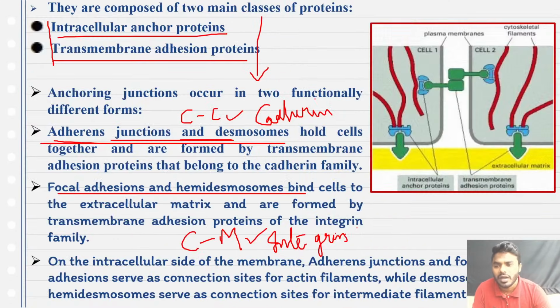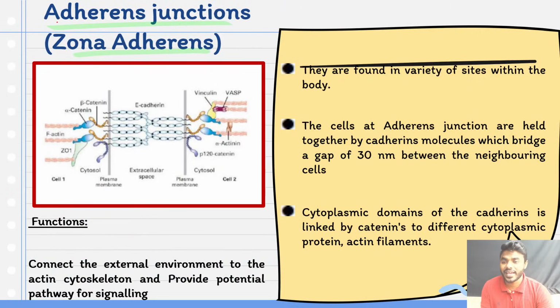Okay, now let's talk about them one by one. What is the first type of anchoring junction? Adherens junctions and desmosomes. So let's understand the adherens junction and desmosome. Friends, kindly do not get confused. You remember tight junctions? What do we call the tight junctions? We call the tight junctions the zonula occludens. Correct? And friends, what do you call adherens junctions here? All the students keep it in your mind: adherens junctions are also called zonula adherens.